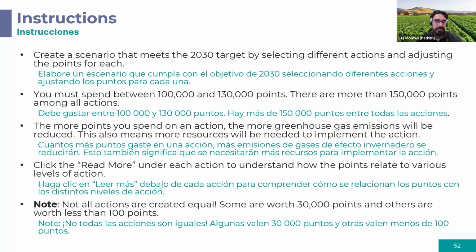The more points you spend on an action, the more greenhouse gas emissions will be reduced. This also means more resources will be needed to implement the actions. Click the read more under each action to understand how the points relate to various levels of actions. Also note that not all actions are created equal. Some are worth 30,000 points and others are worth less than 100. We covered some of the opportunities today, and those are going to have the largest impact, but you'll see different levels of points across each action. We're very excited to share this with you all.